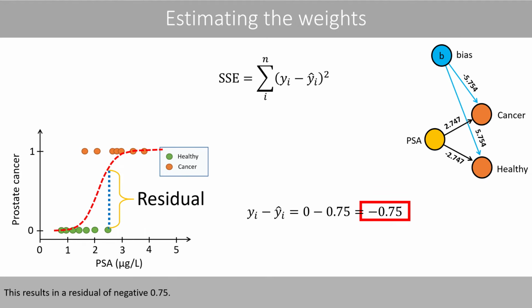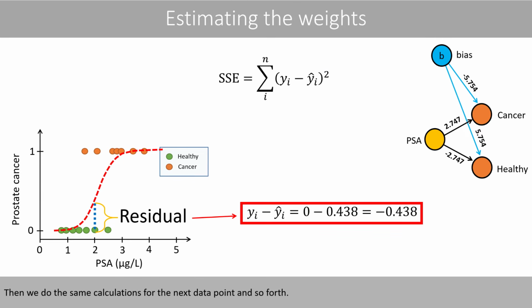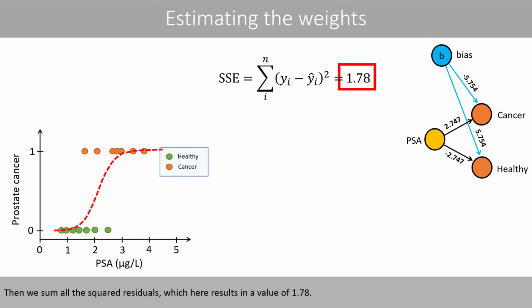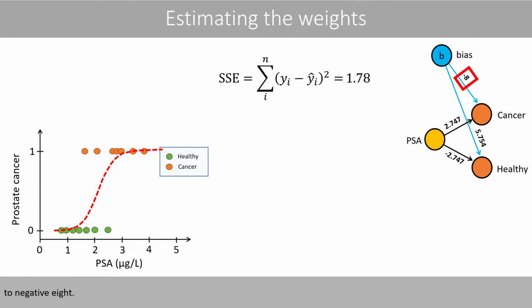This results in a residual of negative 0.75. We then square this residual. We then do the same calculations for the next data point and so forth. Then we sum all the squared residuals, which here results in a value of 1.78. Suppose that we now change the value of the bias from negative 5.754 to negative 8.